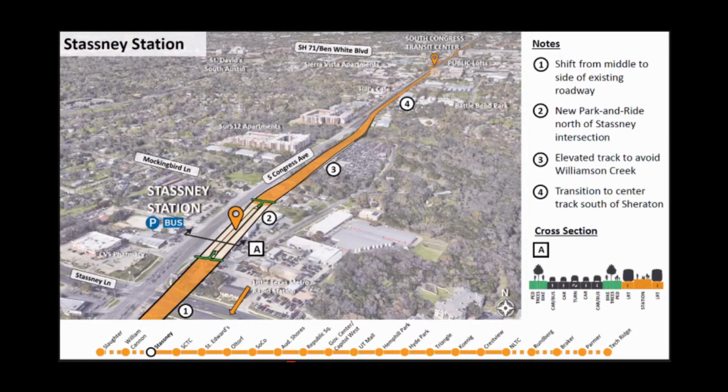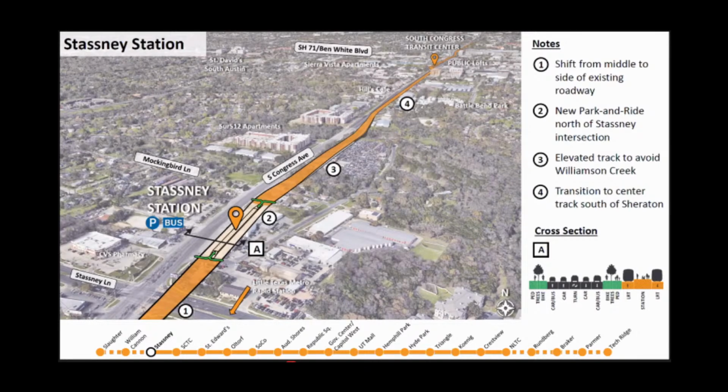Just south of this view, the tracks begin to shift to the side of the road. This occurs just north of Little Texas Lane via a signalized intersection. This shift is to accommodate the proposed new park and ride station just north of the Stastny intersection at street level. This park and ride station is proposed because Stastny would be the initial investment terminus. Just south of the proposed Stastny station, right-of-way ownership shifts from TxDOT to the City of Austin. Just north of Mockingbird Lane, the tracks begin to elevate to avoid Williamson Creek and the associated floodplain.